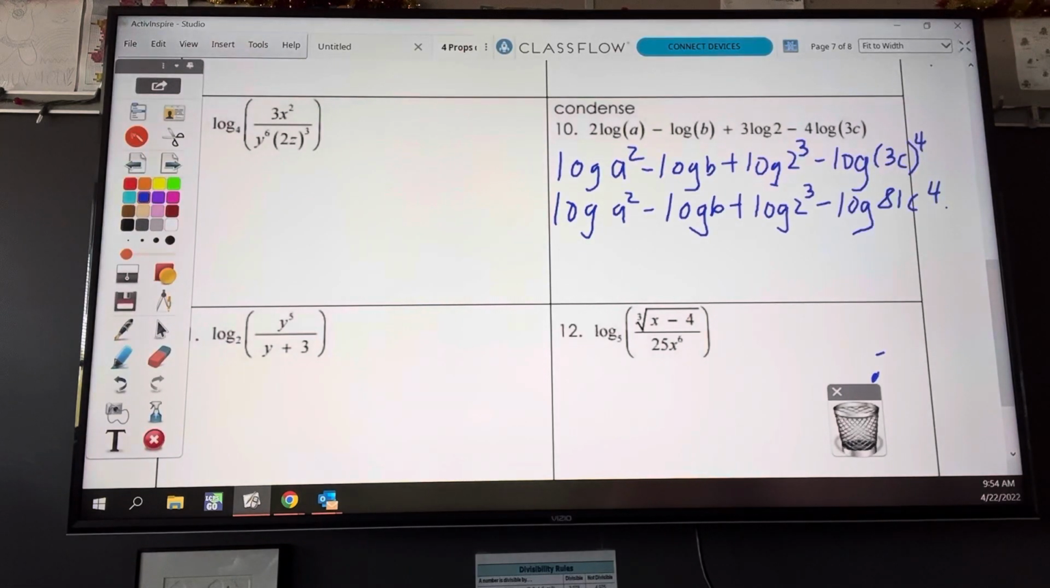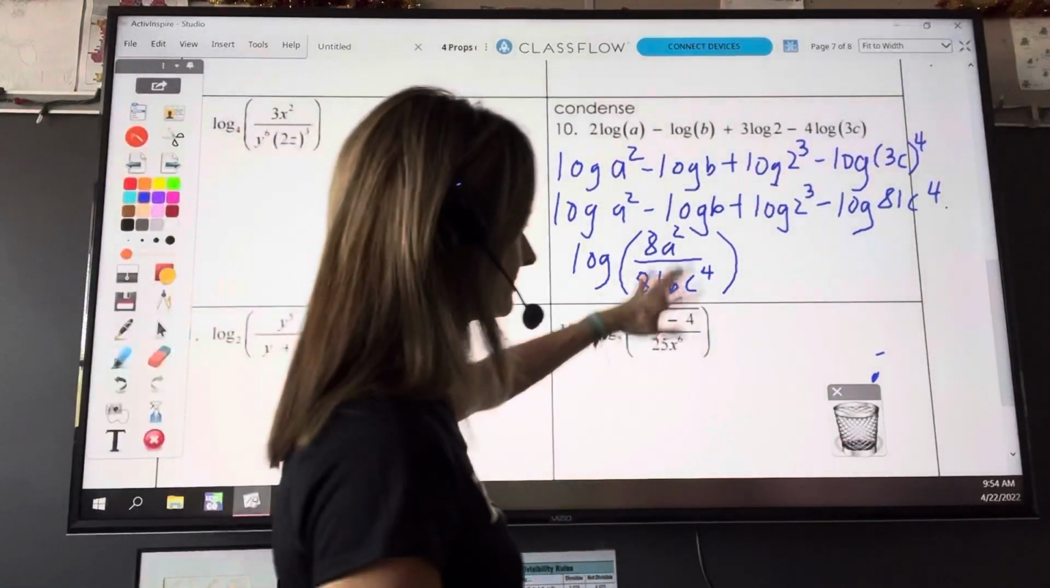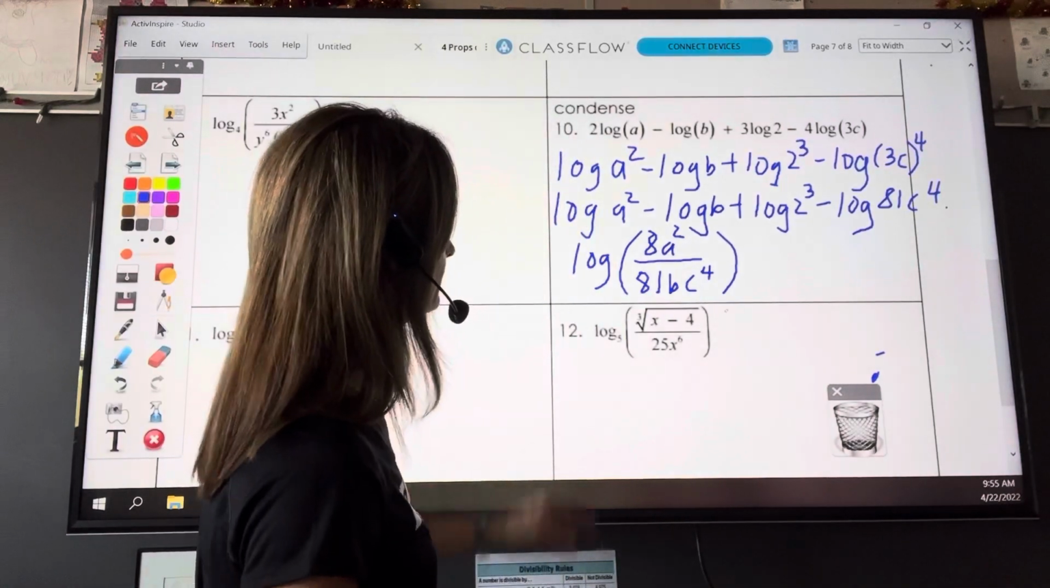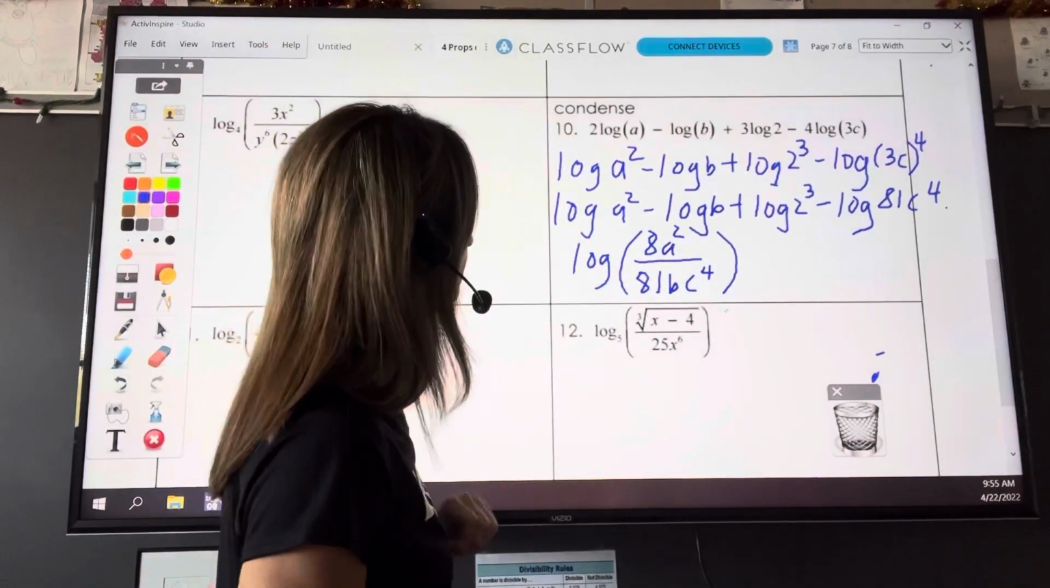following the log properties. So that's just going to be 1 log of 2 cubed, 8a squared over 81bc to the 4th power. Now I put b first just because alphabetically b comes before c. And now we've got 1 term, so we're good.